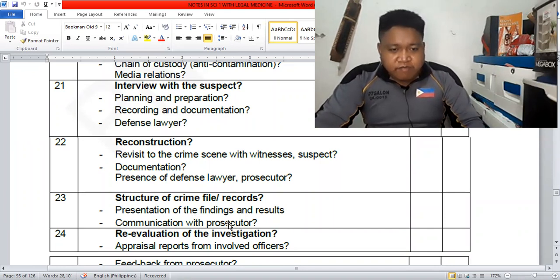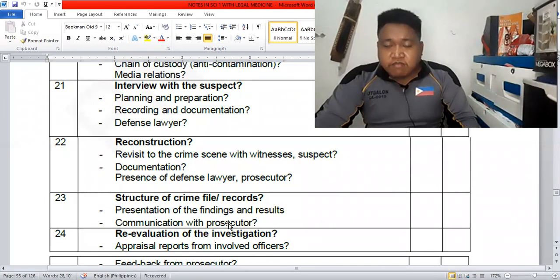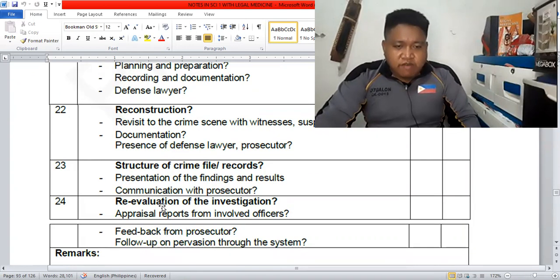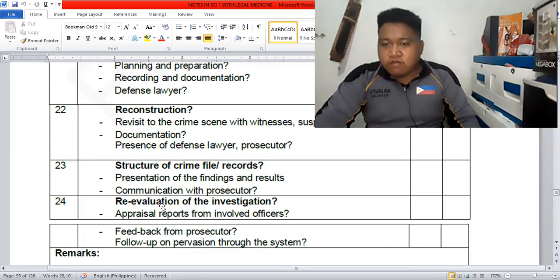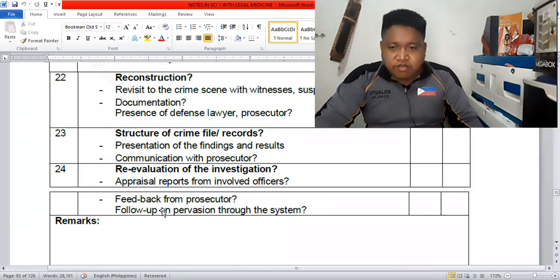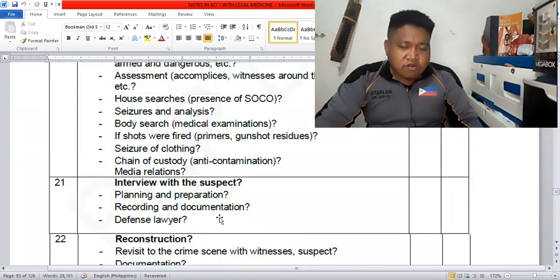That is why, as investigator, you must always coordinate with the prosecutor in charge, no? Then 24 is re-evaluation of the investigation. There should be appraisal reports from involved officers. Then feedback from prosecutor. Then follow up on perversion through the system. Okay, so those are the 24 checklists that an investigator must do to specific crimes being investigated.